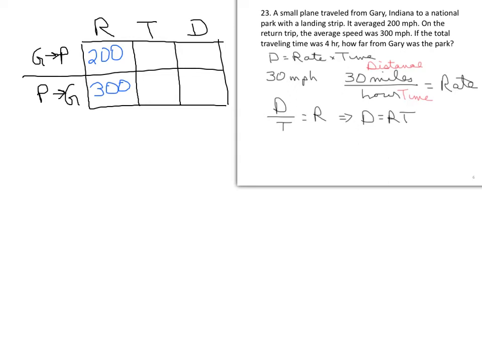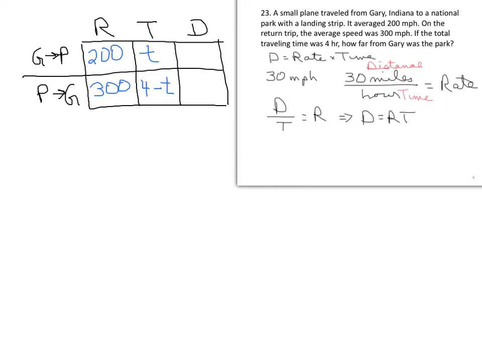So let's think of it this way. The time that it takes to go from Gary to the park, we don't know, so we're going to call it T. And the time that it takes to go from the park to Gary, we don't know, but we know that the total time is 4 hours, so if we take 4 hours and subtract T, we'll get the time that it takes to go the other way. So if you add your times together, your T's are going to cancel and you're going to get 4 hours, which is what you want.